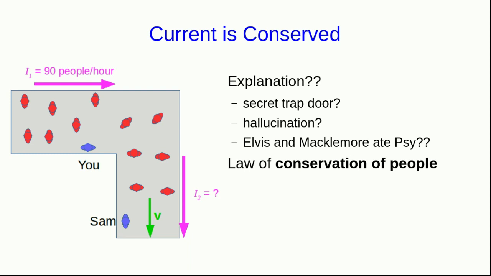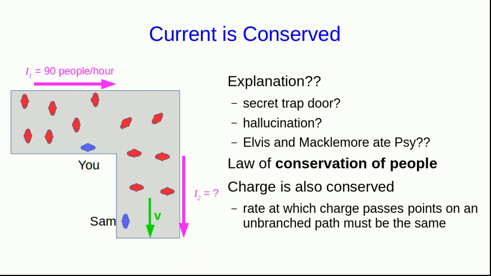Any other number either means people are being created or destroyed, and we don't really expect that to happen in a typical hallway. Likewise, charge is conserved, just like people walking down hallways, and in particular things like electrons are conserved. And so the rate at which charge passes by points on any unbranched path must always be the same. And when I say an unbranched path, I mean as long as there are no junctions or other ways that current splits or comes together.